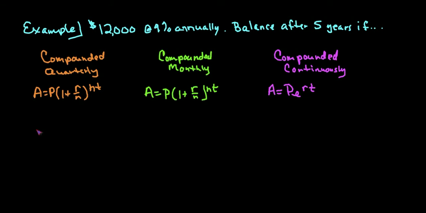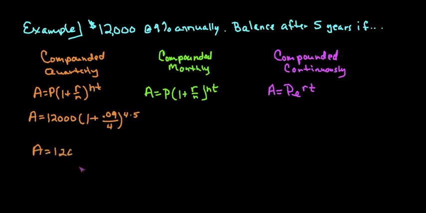The A again is the amount we're going to end with. Our beginning amount was our $12,000. And then we have 1 plus, now remember our rate is in decimal form. And this time, since it's quarterly, that means it's compounded 4 times a year. So over here we would do 4 times, and they want it to be 5 years. So 4 times 5.